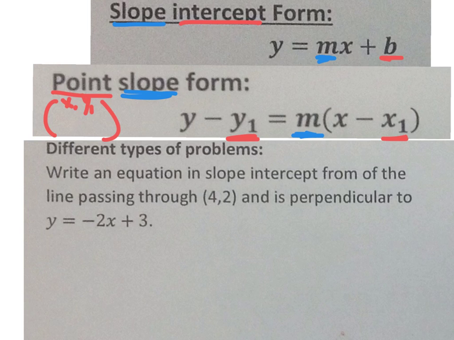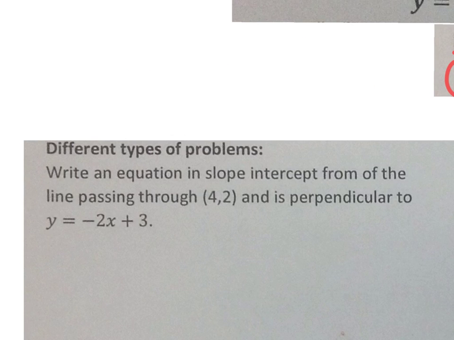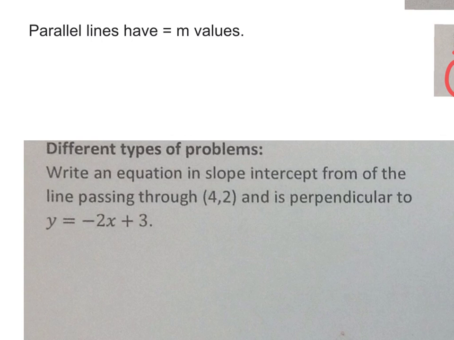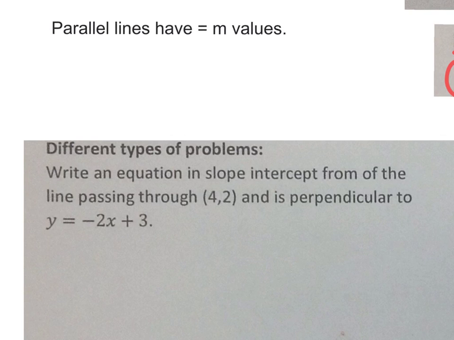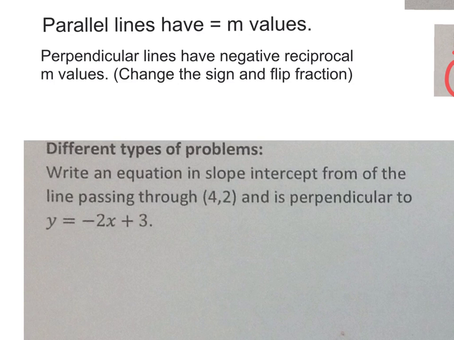Now, we also learned about two very important details. Parallel lines have the same exact slope. Parallel lines have equal m values, the same slope. And likewise, we also learned today that perpendicular lines have negative reciprocal slopes. So again, perpendicular lines have negative reciprocal m values. Okay, what does that mean? It means you change the sign and flip the fraction.